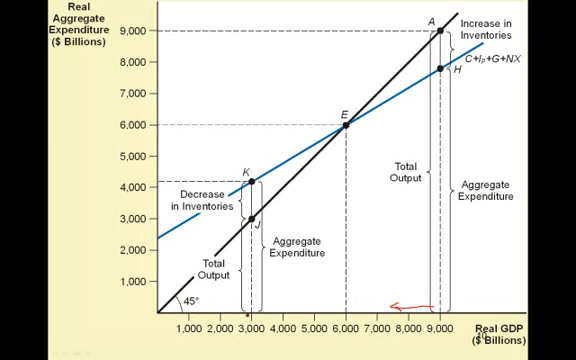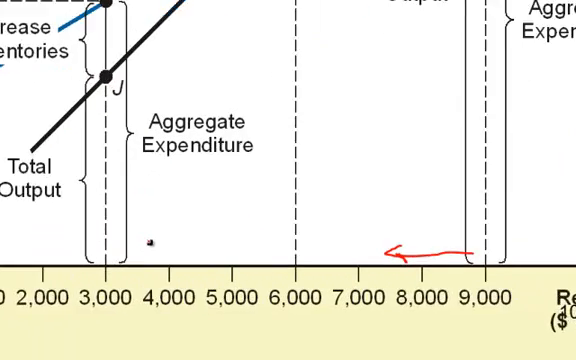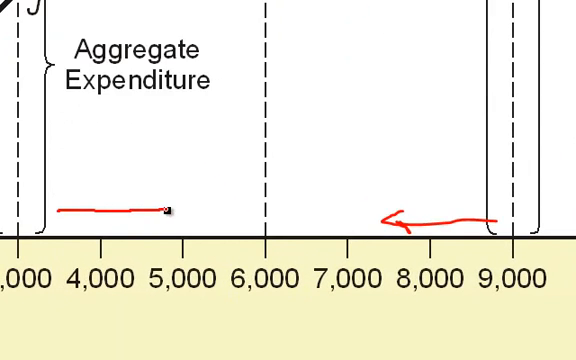On the other hand, at 3,000, at this GDP level, total output and aggregate expenditure right here, aggregate expenditure is higher than the total output. Consumers spend more on goods and services. So that results in a decrease in business inventory. To restore the original level of inventory, companies will increase their output, hire more workers, and the economy moves towards its equilibrium point, 6,000.